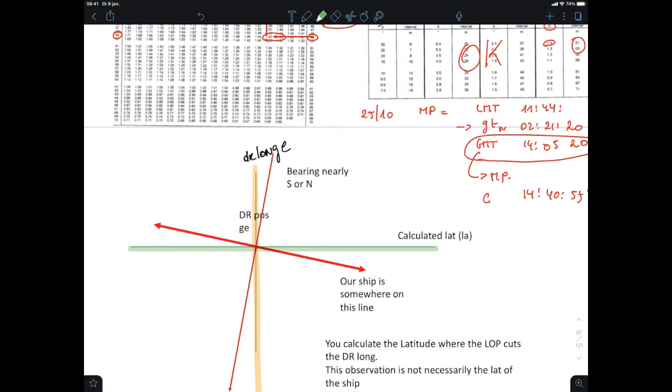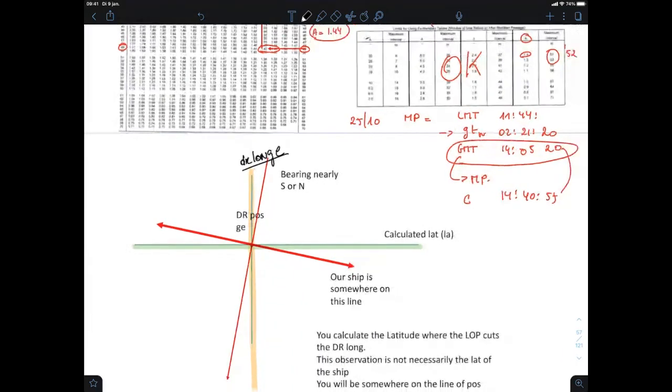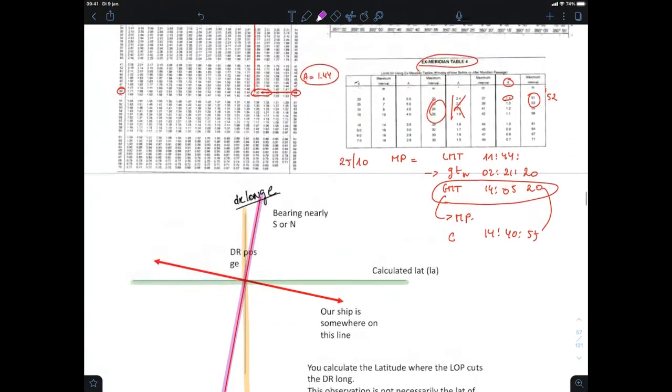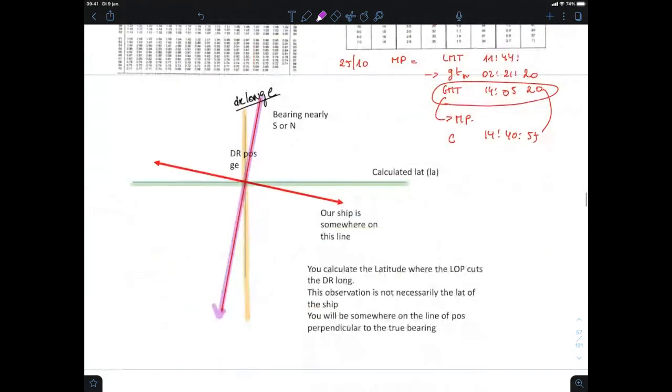But as I told you, this is not the position, the line that your ship will be on. It would have been the line that your ship would be on if you would have taken true latitude at meridian passage, or if your dead reckoning longitude would have been correct. Unfortunately, this is not the case. So what should you do? You should additionally also still calculate your true bearing. We calculated the true bearing, which is 189 degrees. So this is something like the purple line.